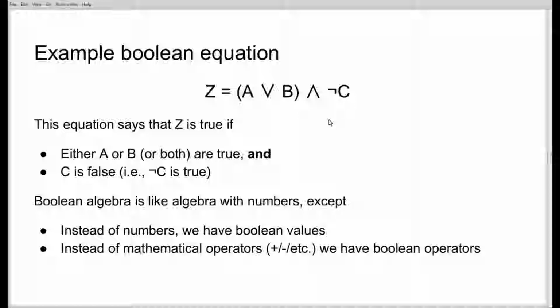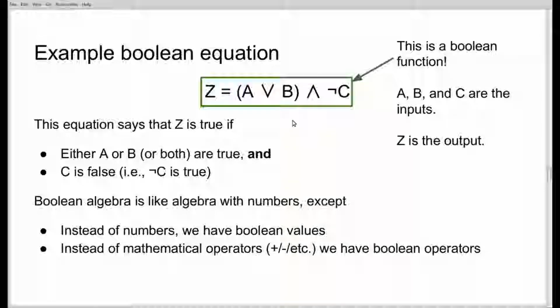And in general, expressions and equations written using Boolean algebra are essentially like algebra using numbers, except instead our values are Boolean values and the operators are Boolean operators. And one thing to understand here is that this is a concise definition of a Boolean function, where A, B, and C are the inputs and Z is the output. So as we work on examples and applications of combinational logic, this is a very useful notation for concisely describing Boolean functions.